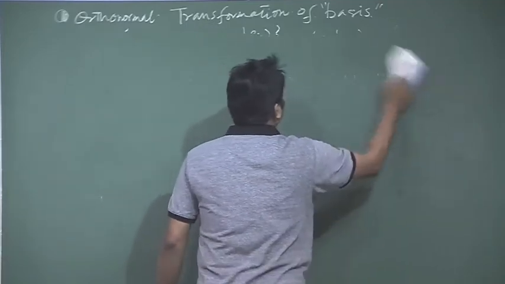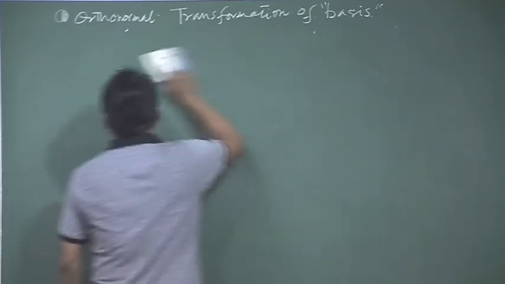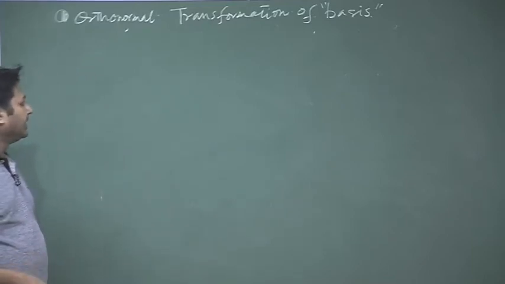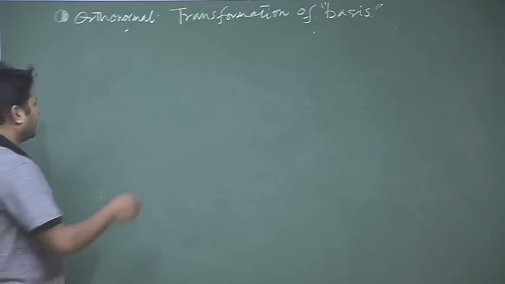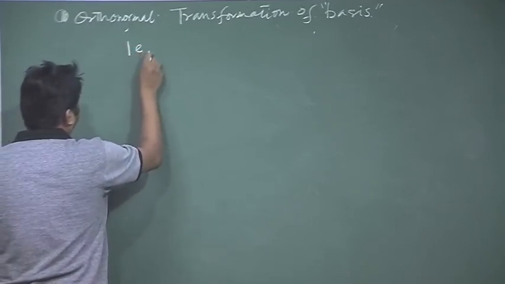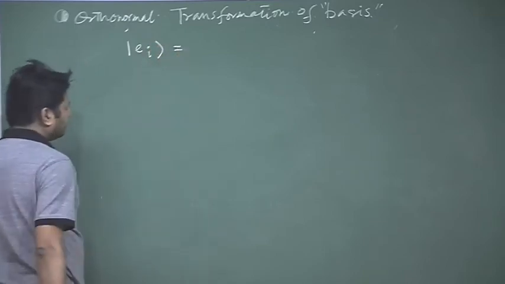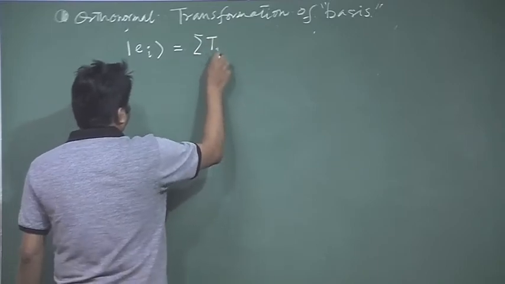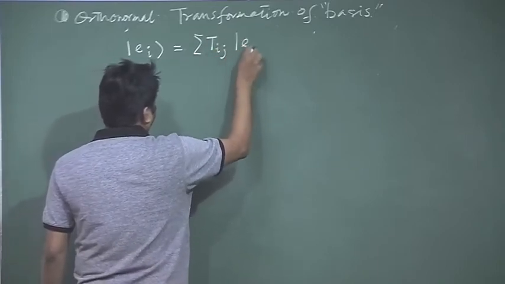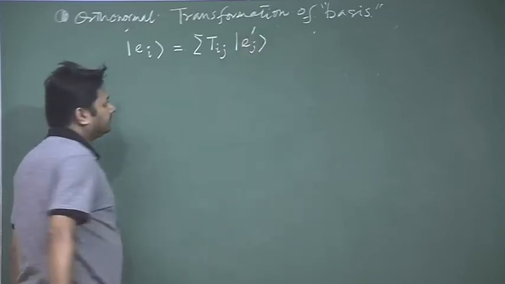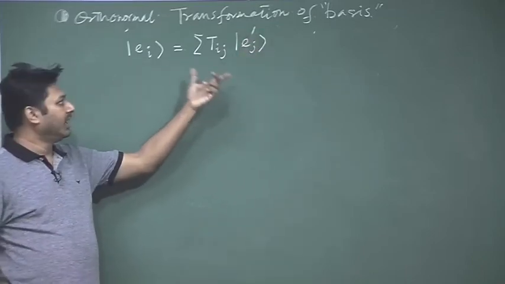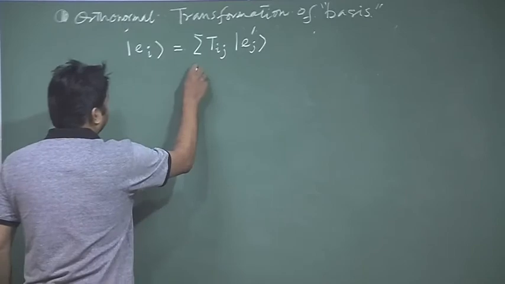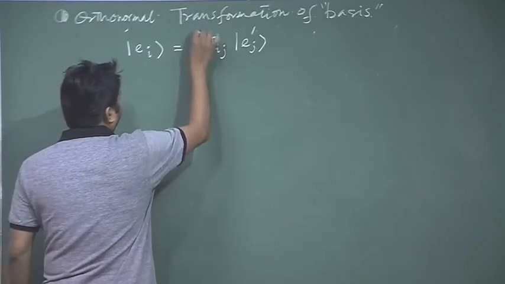Now, let us try to find out how this T matrix plays the important role. What will be the special condition? What will be the condition over the T matrix? So, I should write Ei like T ij Ej prime, because this is the transformation rule that I am using. I am just writing in the form of matrix components where j is running from 1 to n, suppose.